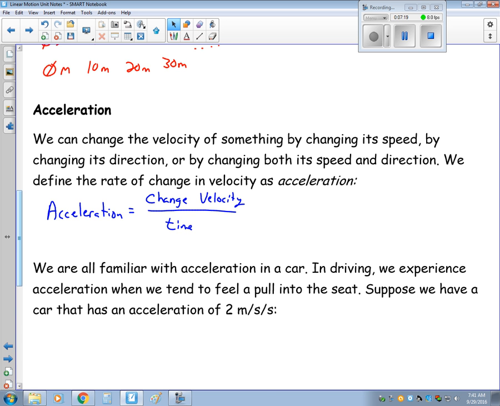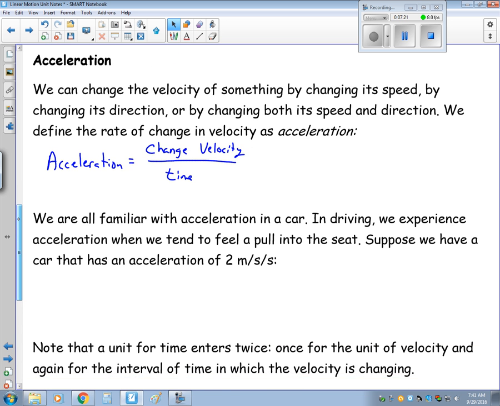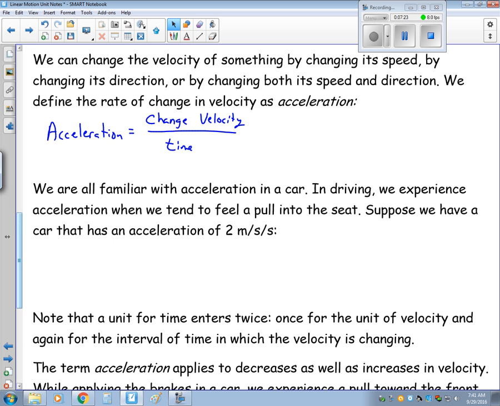So we're all familiar with acceleration in a car. When we're driving, we experience acceleration. We tend to feel pulled back into our seat. If we hit the brakes, we feel pulled forward. Now keep in mind, that's just because of inertia. Remember, Galileo says that objects in motion stay in motion. Objects at rest wish to stay at rest.